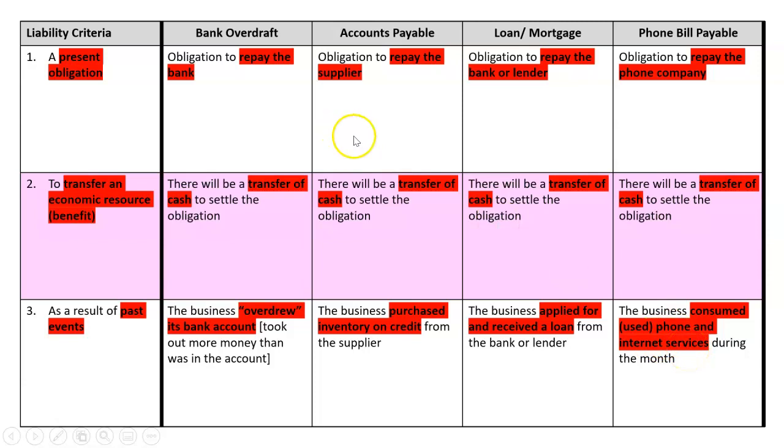But you will see, for most liabilities, the past event will probably be specific to each one. But you can see these are pretty much all going to be the same. What are you obligated to do for each of these liabilities? Repay, repay, repay, repay. With what? What are you going to transfer? Easy. Cash, cash, cash, cash.